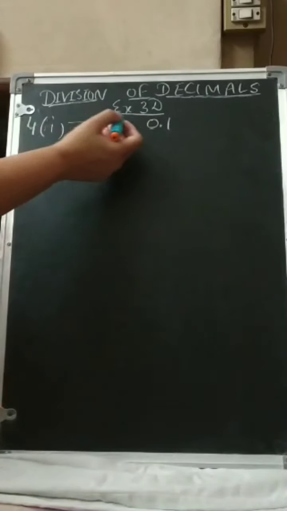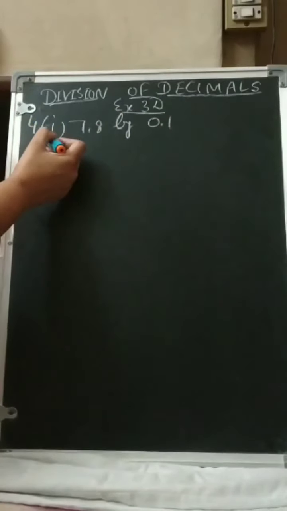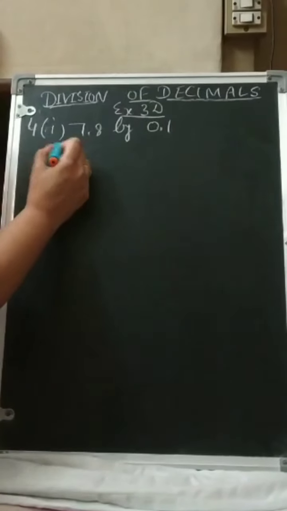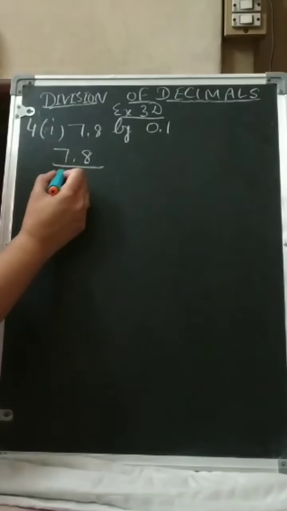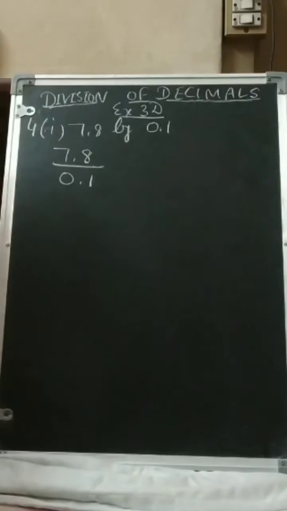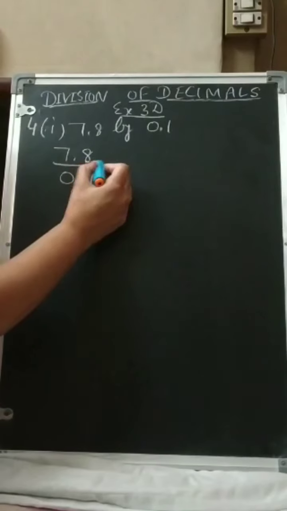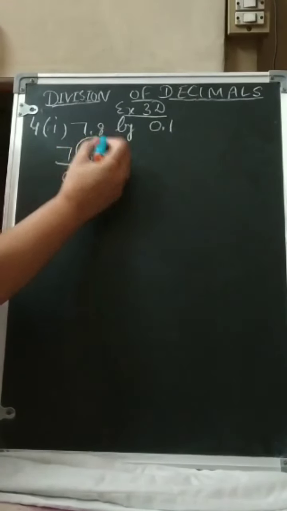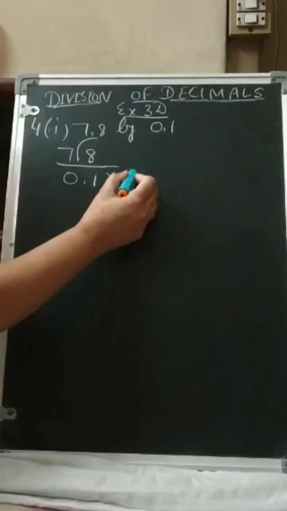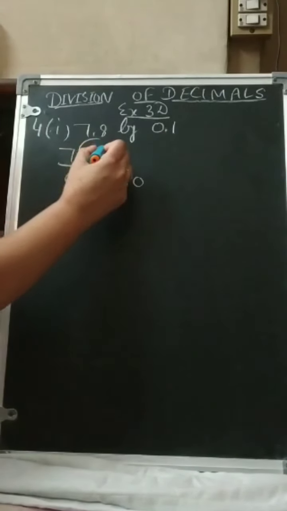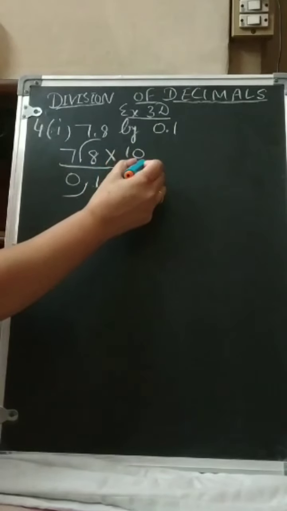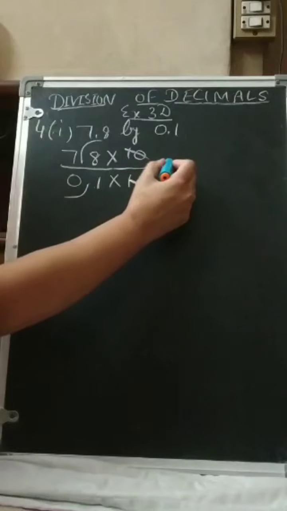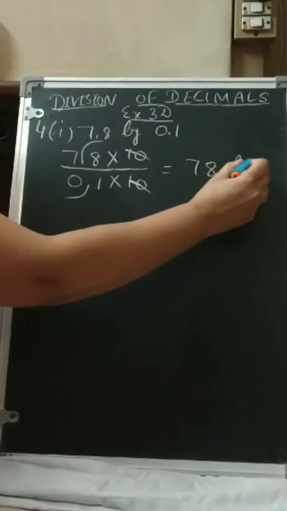So you can see our exercise 3D, fourth question, first part: 7.8 divided by 0.1. So we have to divide 7.8 by 0.1. How can we do the sum? You know that if we want to remove the point, what will come down? 10. And if we want to remove this point, what will come up? 10. Now you solve it. This 10 can cut with this 10, and what will be left? 78 is the answer.